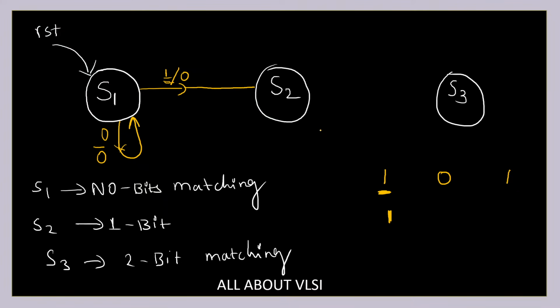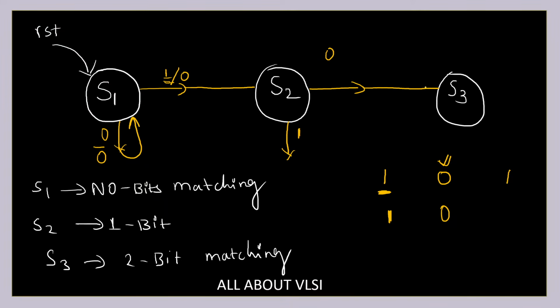Now, what we are going to do is check for S2. S2 also has different combinations. My input can be 0 and my input can be 1. In this particular sequence, the second bit should be 0. And if we get 0, two bits are matching. So that's the reason I'm going to the S3 state.